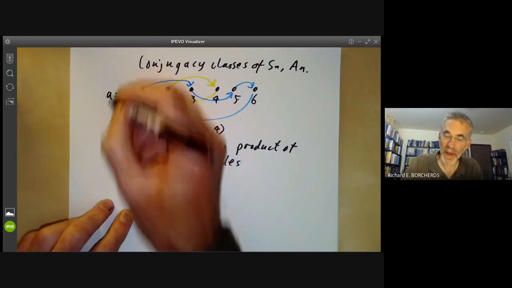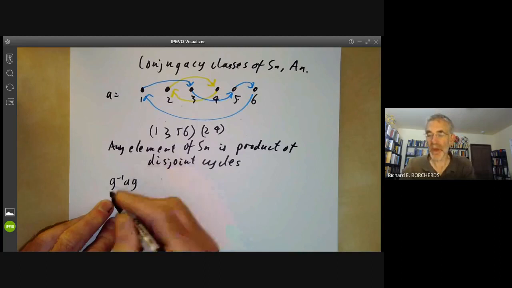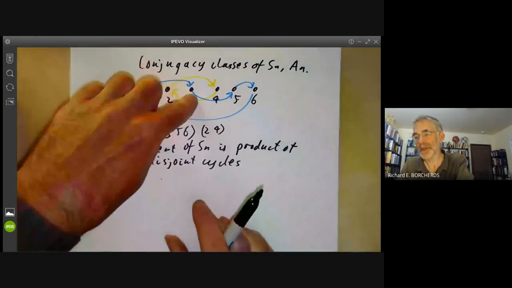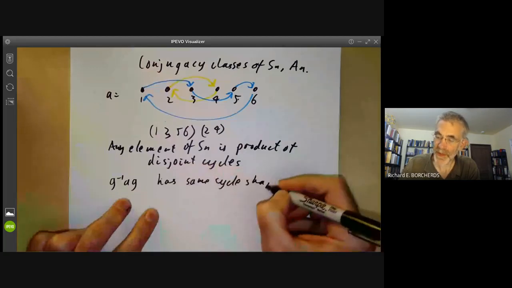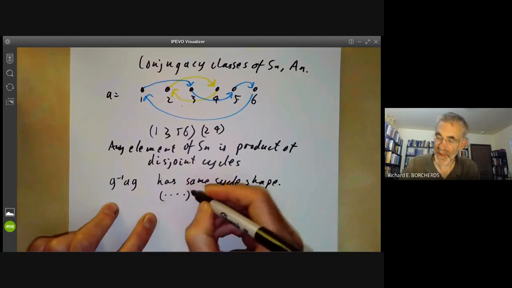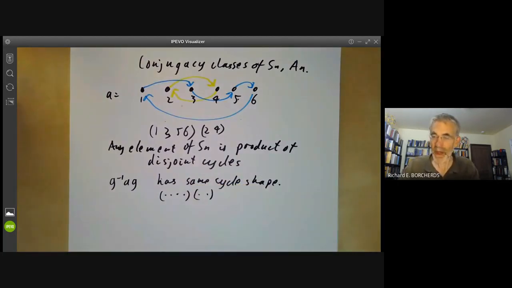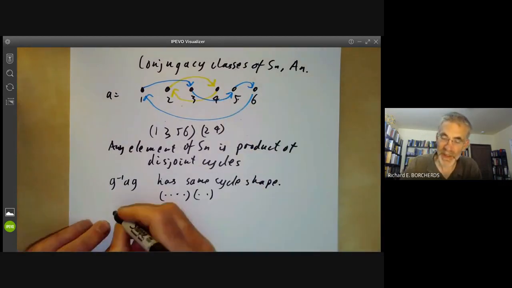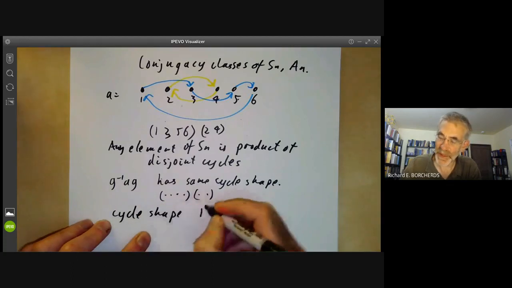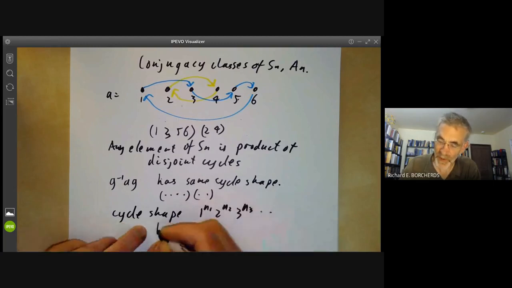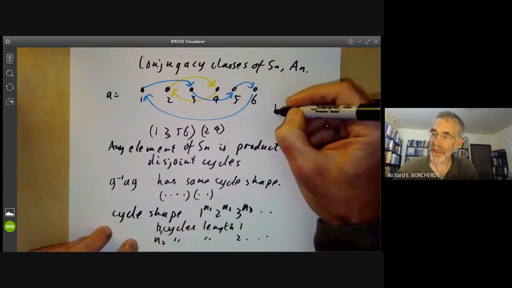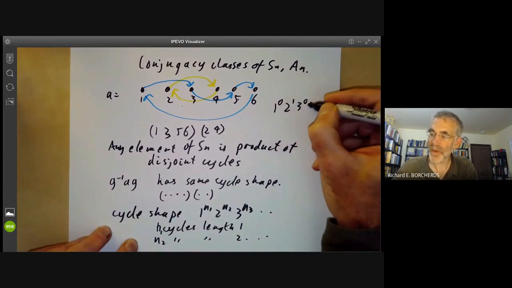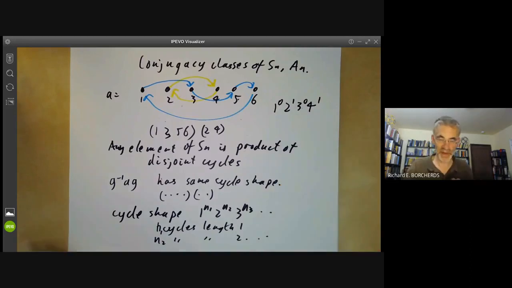If a is this element here, and we conjugate a by some element g, all that's doing is renaming these elements according to g. So this has the same cycle shape: a cycle of 4 elements and a cycle of 2 elements. So a conjugacy class gives us a cycle shape, of the form 1 to the n1, 2 to the n2, 3 to the n3, and so on, meaning we've got n1 cycles of length 1, n2 cycles of length 2, and so on. So this would be of cycle shape 1 to the 0, 2 to the 1, 3 to the 0, 4 to the 1. And of course, you usually leave out 1 to the 0 and 3 to the 0 out of laziness.